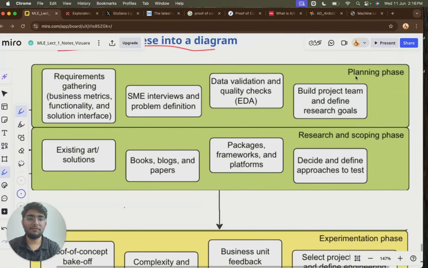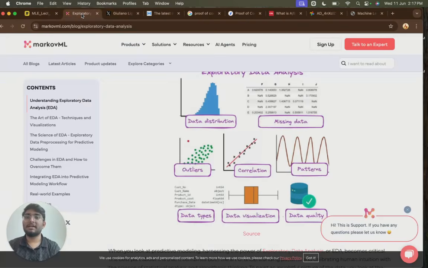So, in the planning phase, as we have seen, you have to gather requirements. You have to ask the business developer what exactly the problem statement is. Then you have to take subject matter expert interviews and define the problem. Then you have to perform data validation and exploratory data analysis. Exploratory data analysis may involve data distribution to find the missing data, to find some patterns, to ensure data quality, to see what the data types are, and to see if there are outliers in the data.